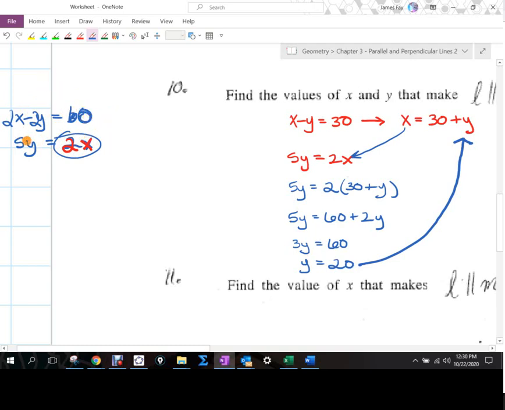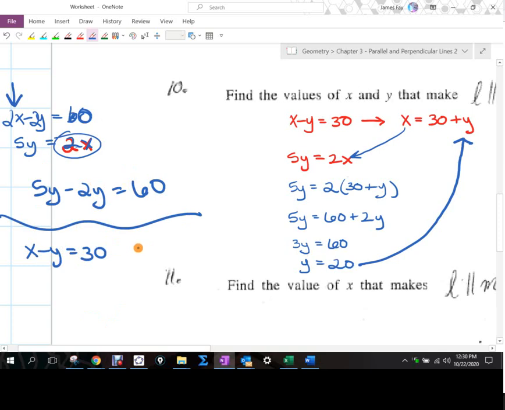Okay. So he's saying so he doubled everything here and got 2x minus 2y equals 60. And they say, okay, well, 2x is the same thing as 5y. So you came up here and replaced that 2x with 5y. You got 5y minus 2y equals 60. Okay? What I was doing is, so you said x minus y equals 30. If I said x is equal to y plus 30, and then came down at 5y equals 2x, if I double that, now I'm going to substitute that. You substitute the 5y side, I substitute the 2x side.